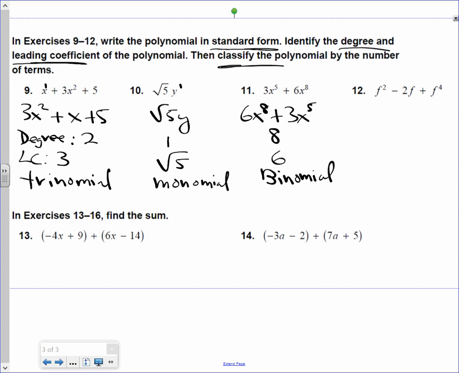Classifying means put into a group. So far, so good. Bird, you with me? All right. You're writing this down, right? Birds, is it standard form right now? Number 12?